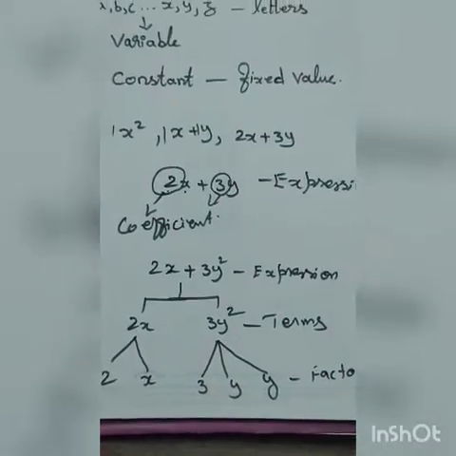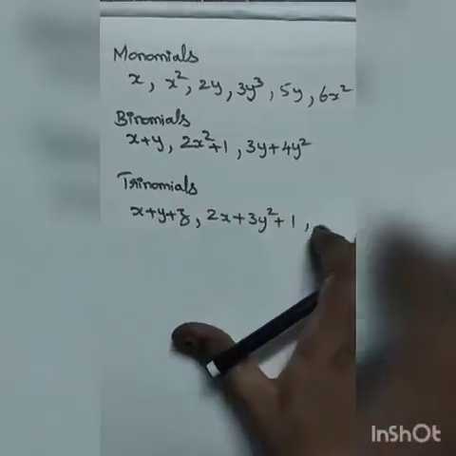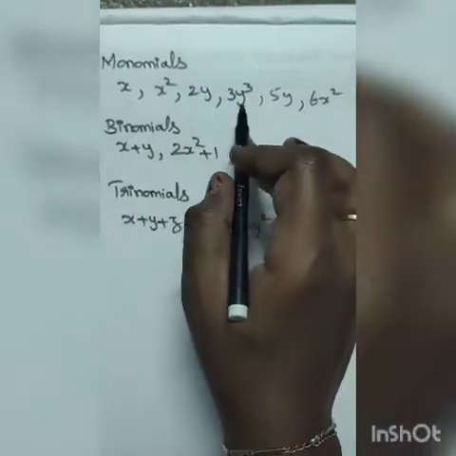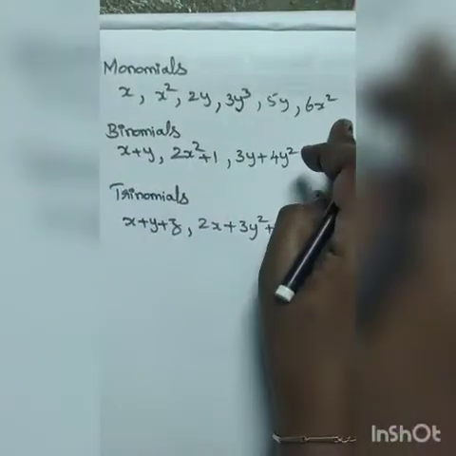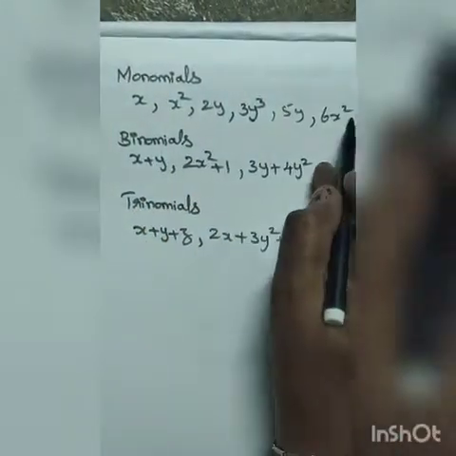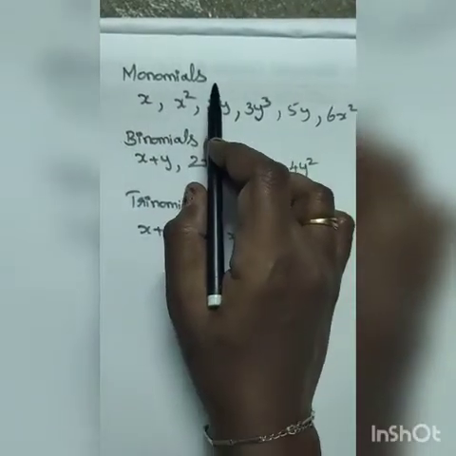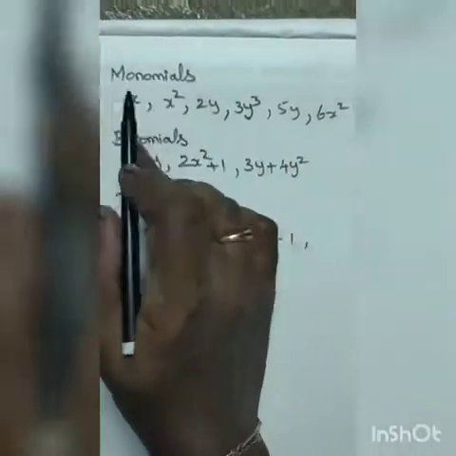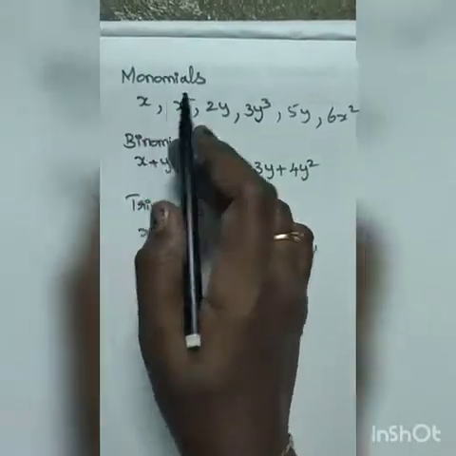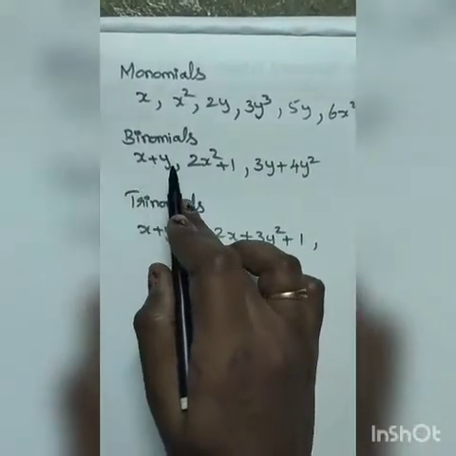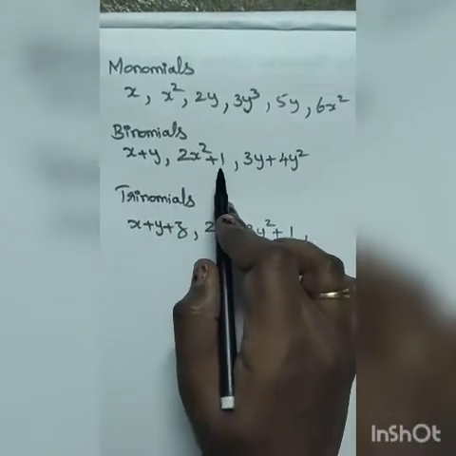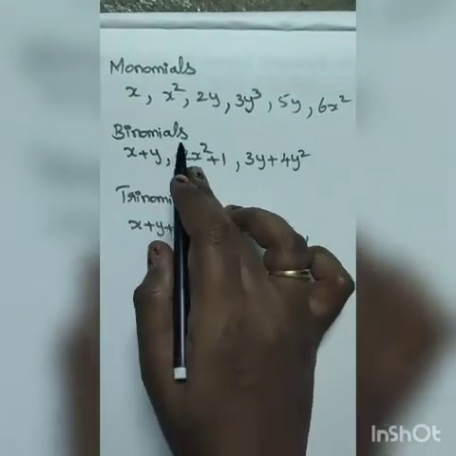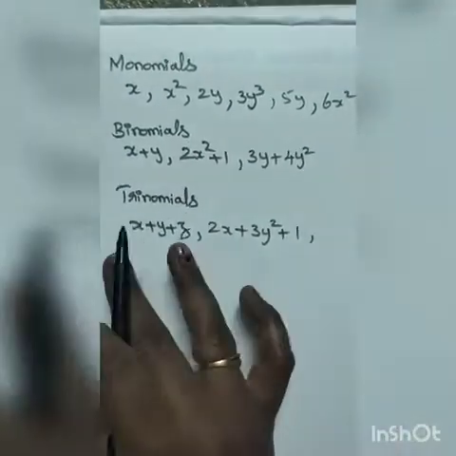Right, children? Here we have some expressions. See, these are single: x square and 2y, 3x cube. These are single, so only one term is there. So we call this a monomial. Together we call them monomials. A single one we call a monomial. And if it has two terms, see, x plus y, 2x squared plus 1 and 3x plus 4y square, like that, we call those binomials. And trinomials means three terms.